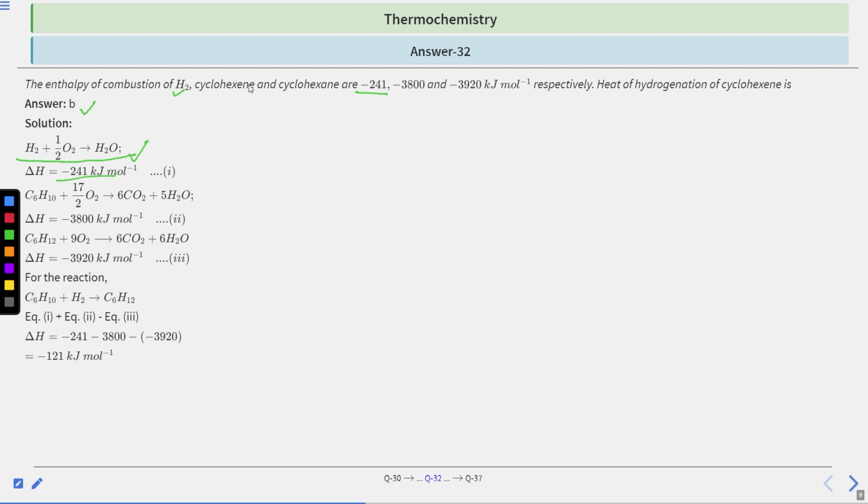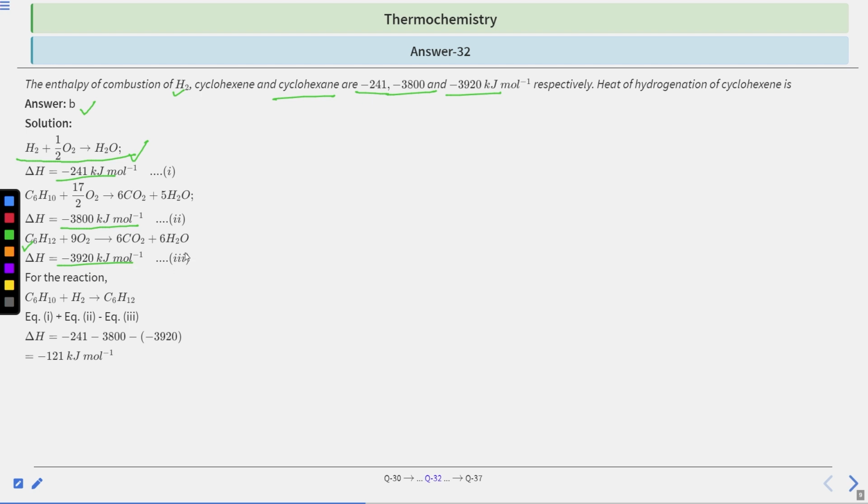And for cyclohexene, which is C6H10, the enthalpy of combustion is given as minus 3800. So this is the enthalpy for this reaction, which is cyclohexene plus 17 by 2 of O2 molecule giving you 6 molecules of CO2 and 5 molecules of H2O. Next is cyclohexane. Cyclohexane on combustion with 9 molecules of O2 gives you 6 CO2 and 6 H2O. And the enthalpy of combustion is given in the question as 3920 for this reaction, right?